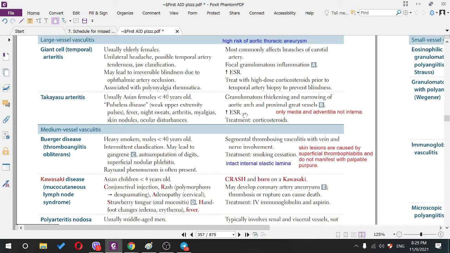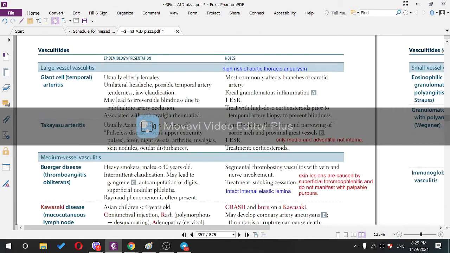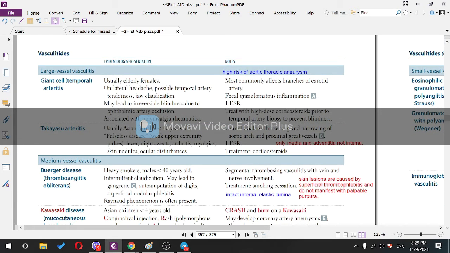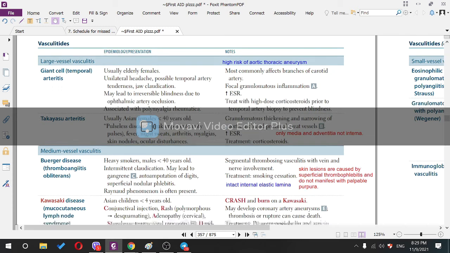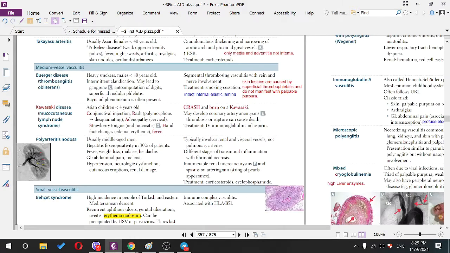Okay. So, and the ESR will be high. The treatment, again, is a steroid. So done with giant cell, done with the large vessel vasculitides. What about the medium vessel vasculitides? Look, guys, I hope we have smokers in our group.